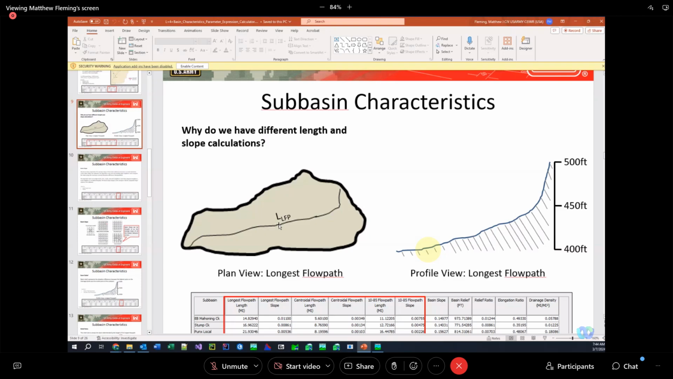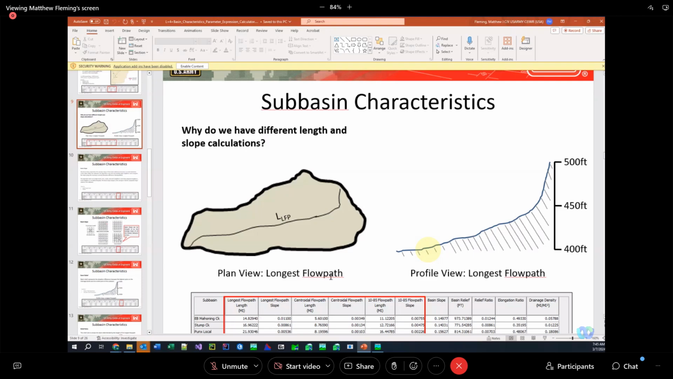And based on the terrain data that's defined for this basin model, we can find the elevation at the most upstream point, and we can find the elevation at the most downstream point, and then based on that length, we can compute the slope for that travel length. So that's the longest flow path slope that you see here.